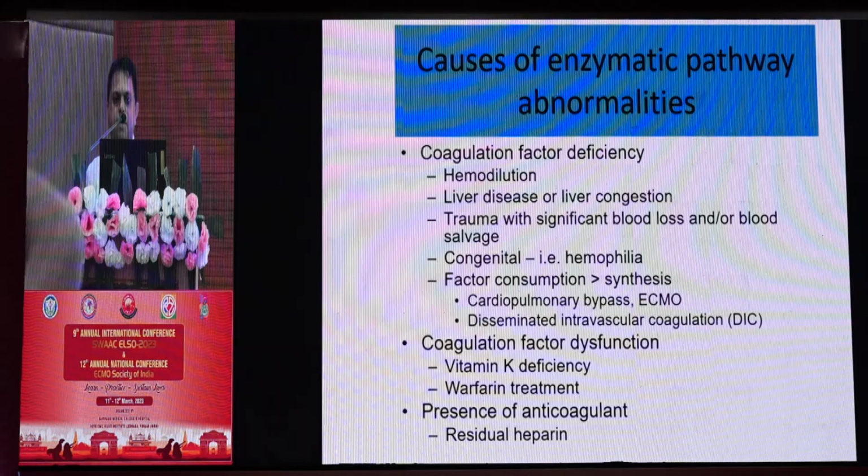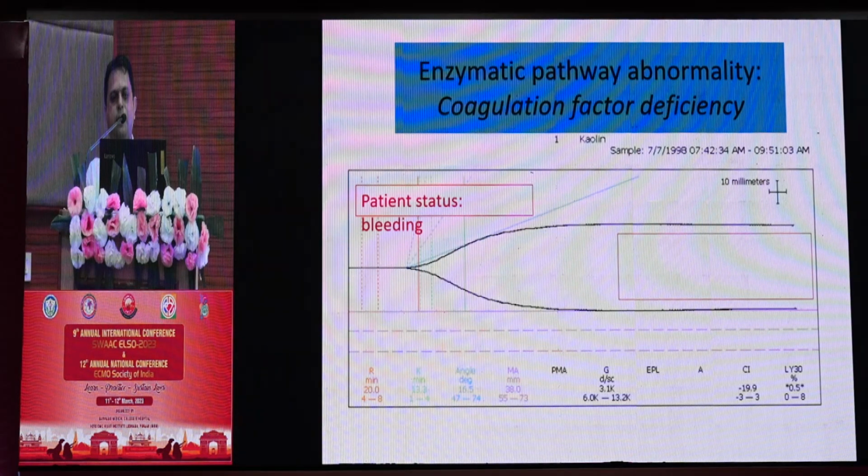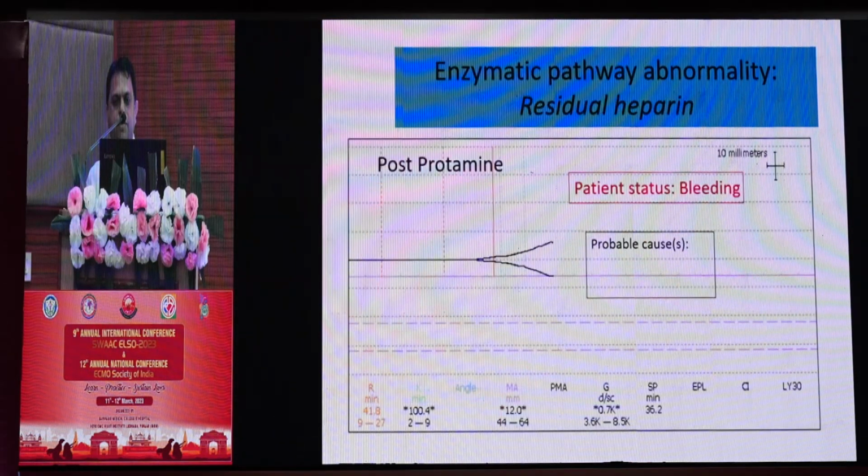If you have a problem with enzymatic pathways, the reasons could be multifactorial: it could be liver disease, congenital disease, a patient on ECMO, factor deficiencies, or residual heparin. So if you have this kind of patient and the patient is bleeding, it's difficult to tell whether it is because of a factor deficiency or because of residual heparin. So the probable causes here would be factor deficiencies, platelet deficiency or dysfunction, or even residual heparin. And to diagnose residual heparin, you need to add heparinase and then normalize it and see whether it is still prolonged or there's some other cause to it.